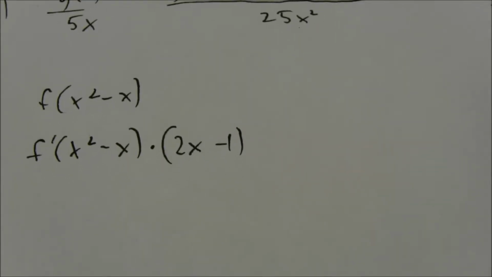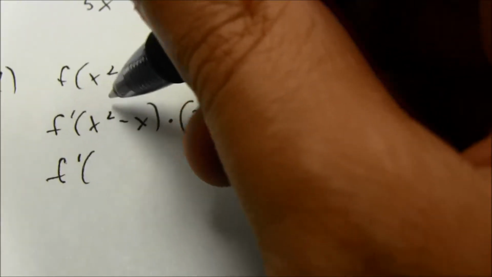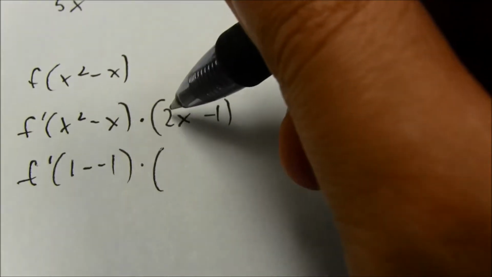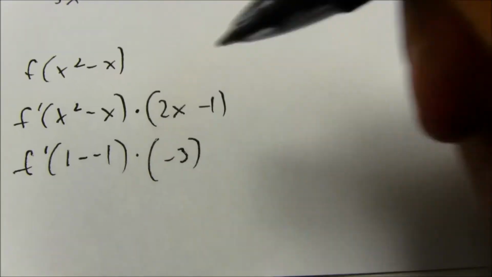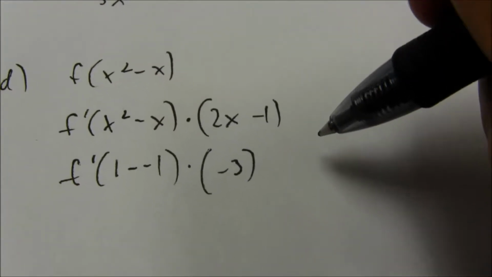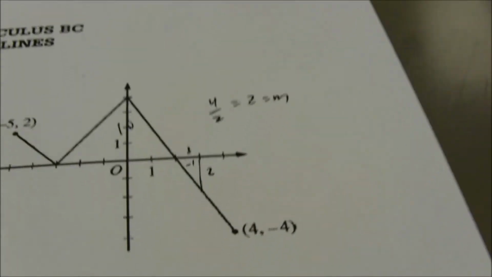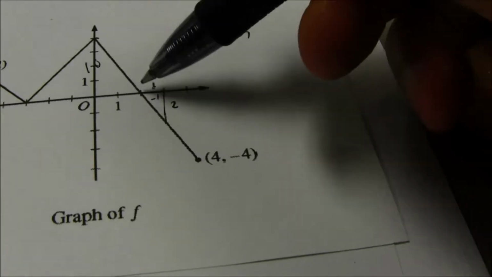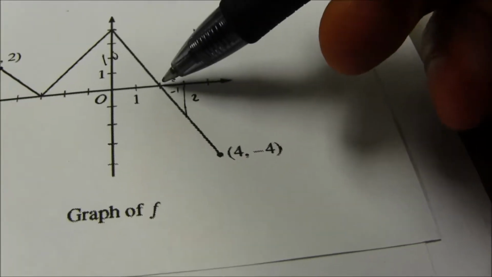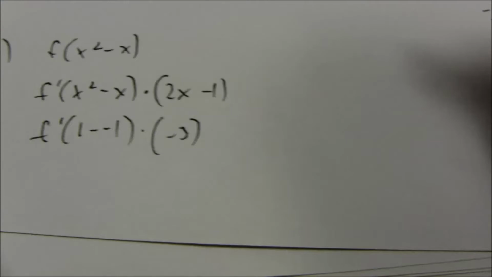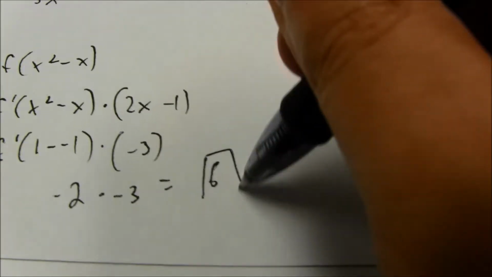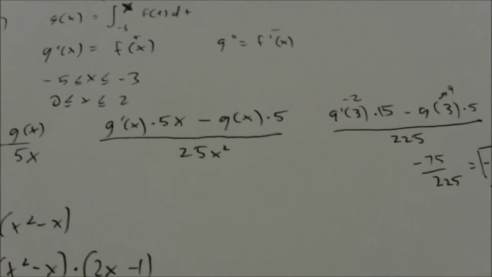We're trying to find the slope when x is equal to negative 1. So that's going to be f prime, negative 1 squared is 1. Minus negative 1 should be 2. And 2 times negative 1 is negative 2, minus 1 is negative 3. So it's going to be f prime of 2. Let's go look here. The slope at 2, which is right here, the slope is negative 2. So we're taking negative 2 times negative 3, and we should get an answer of 6, which I believe is the correct answer.